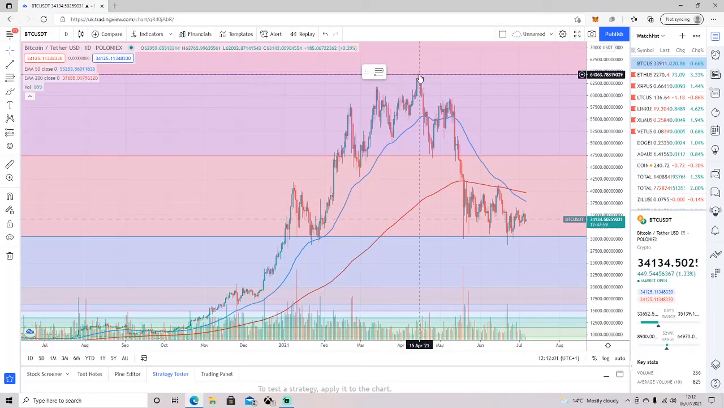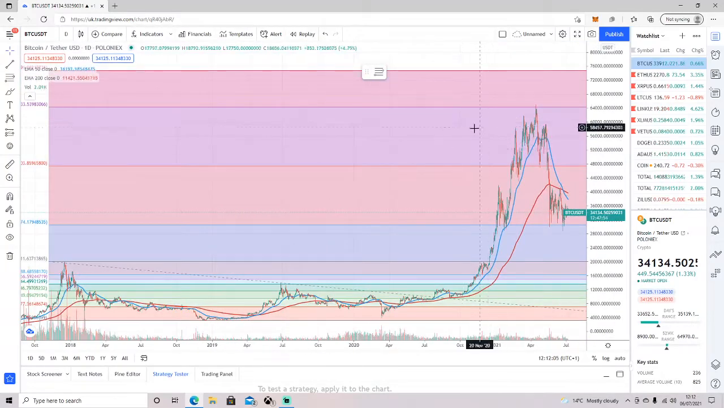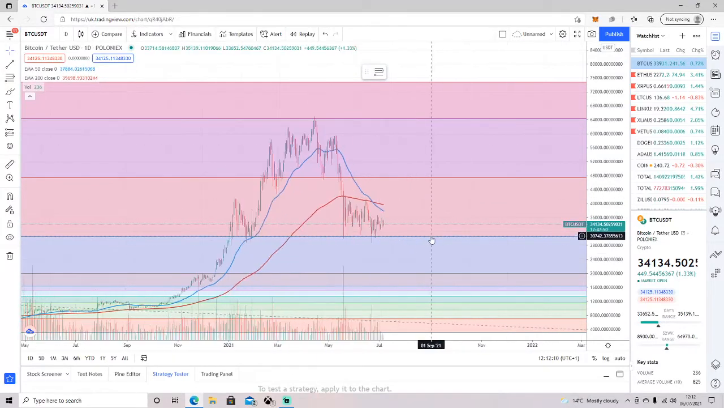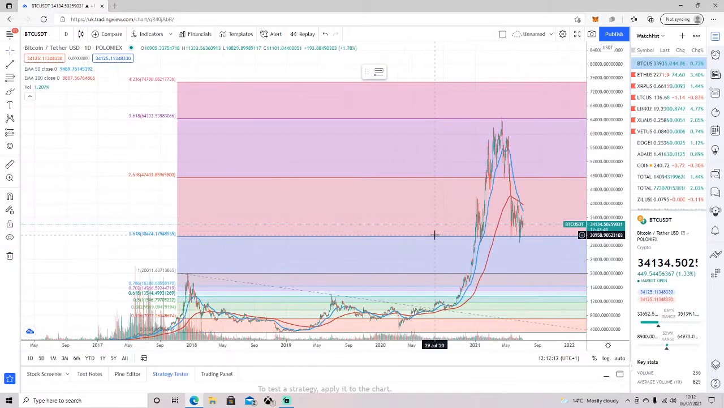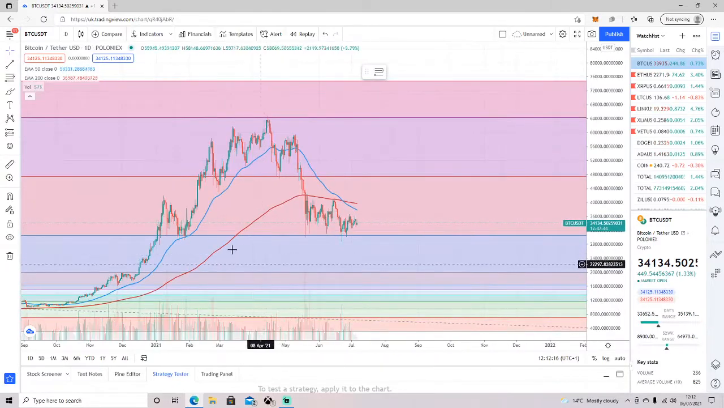As you can see, we did wick touch the top of this 3.618 level, reject it, and that's when we've come back down. And we are sort of catching ourselves on this Fibonacci level here, which is a 1.618. So if you just look at these as a basic level, you can already see that people buy and sell on these levels. So if you're new to trading, it's quite simple to understand.